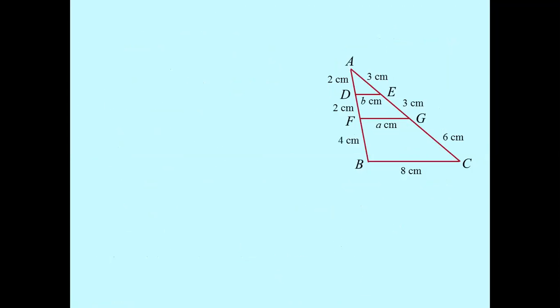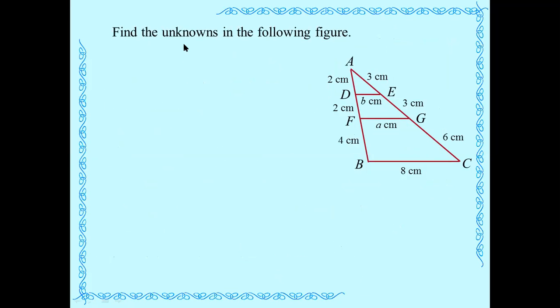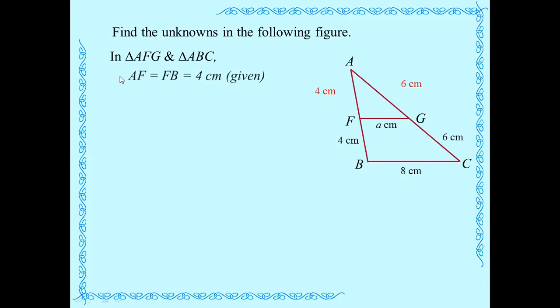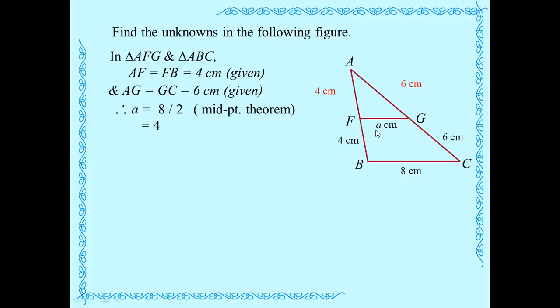Okay, let's go to another question. In this question, find the unknowns a, b. It's given some lengths, say as 3 cm, 6 cm, 2 cm, 4 cm. Let's consider the triangles AFG and ABC. On left, AF is equal to FB, 4 cm. On right, AG is equal to GC, 6 cm. So by the midpoint theorem again, a is equal to a half of this BC, 8 cm. So a is 4.